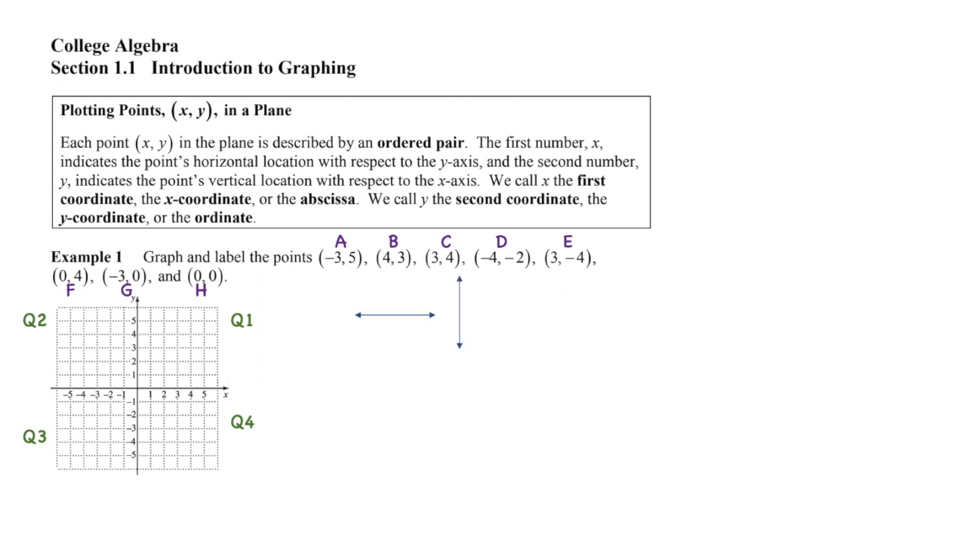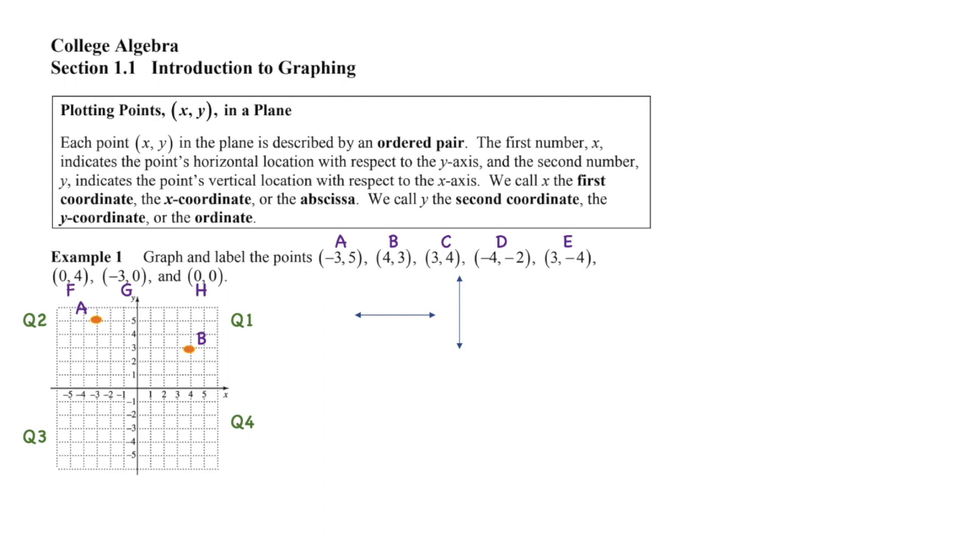When we plot points, we first want to go left and right using the x-coordinate, and then up and down using the y-coordinate. So if I want to plot point A, I'm going to start at the origin and I'm going to move left 3 units and up 5 units. If I want to plot the point 4, 3, I will go to the right, starting at the origin. I will move to the right 4 units and I will go up 3 units.